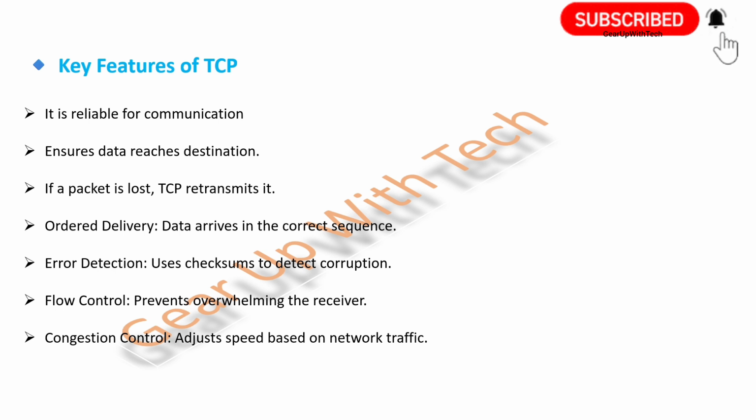Flow control prevents overwhelming the receiver side. If the receiver side has lower bandwidth than the server side, it will slow the transmission of data. It will send slowly so that the receiver can receive all the data in a good way. Congestion control adjusts speed based on the network traffic.